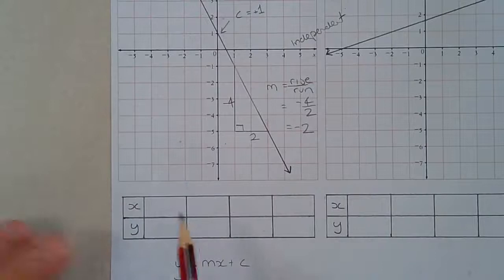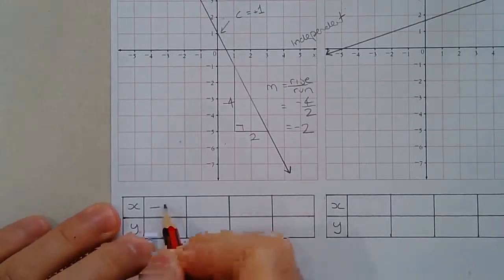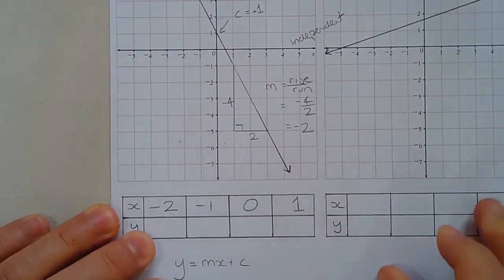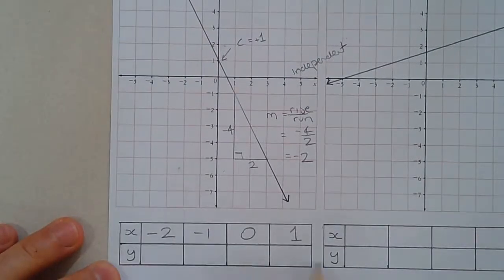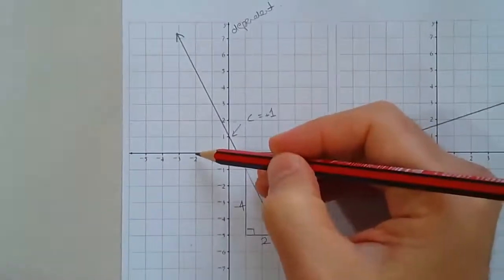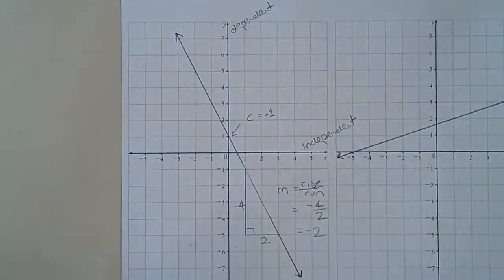A habit of mine is negative 1, 0, 1, and 2. Well, we don't have to do it that way. We can go negative 2, negative 1, 0, and 1. It actually doesn't matter, just as long as the points are convenient. The y values we have to work out by using the x values. So when x is negative 2, the y value is 5.